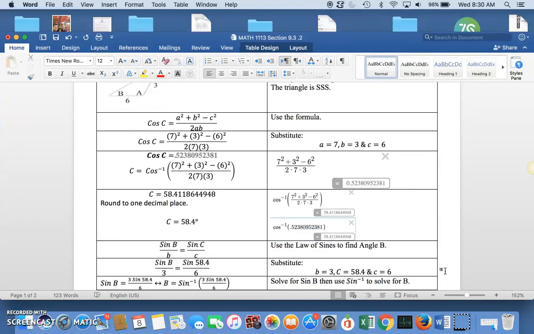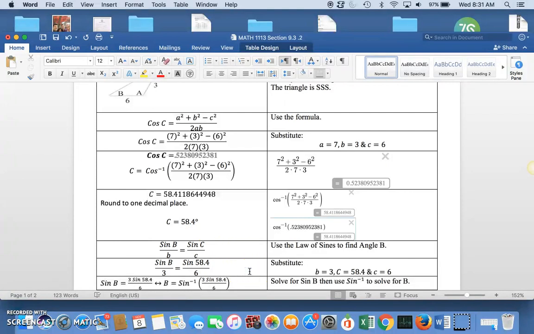I can find another angle by using the law of sines. So I'm going to look for angle B this time. I know angle C, I know side C, and I know side B. So the only thing of the four of these that I'm missing is angle B. Since I want angle B, I'm going to set sine of B over B, as the situation where I know both of them.